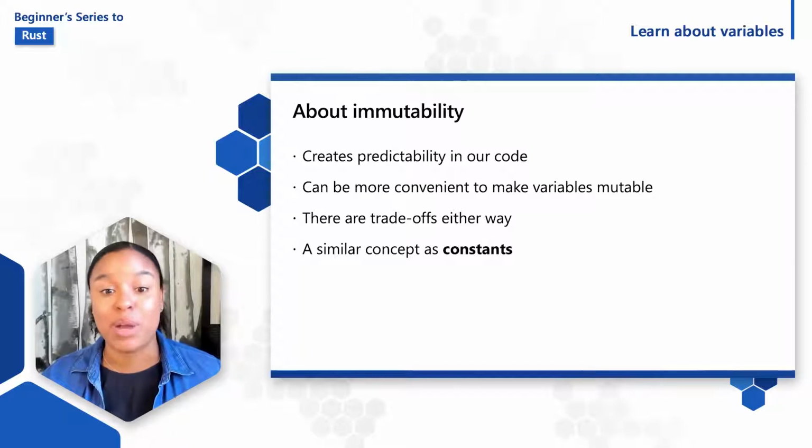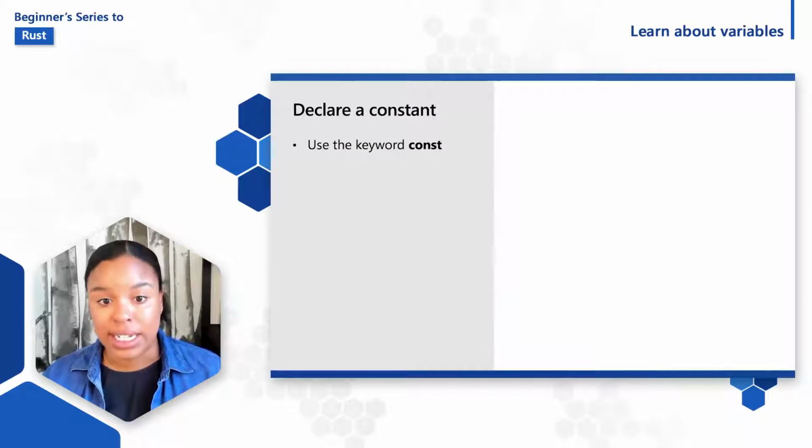Immutable variables might remind you of another programming concept that is common in many programming languages. That concept is called constants. Just like with immutable variables, constants have a value that cannot change. They are always immutable and can't be used with the mut keyword. To declare constants, you use the const keyword along with the type of the value, the name, and the value itself. I know we haven't covered data types yet, so don't worry about the details of declaring types for now.